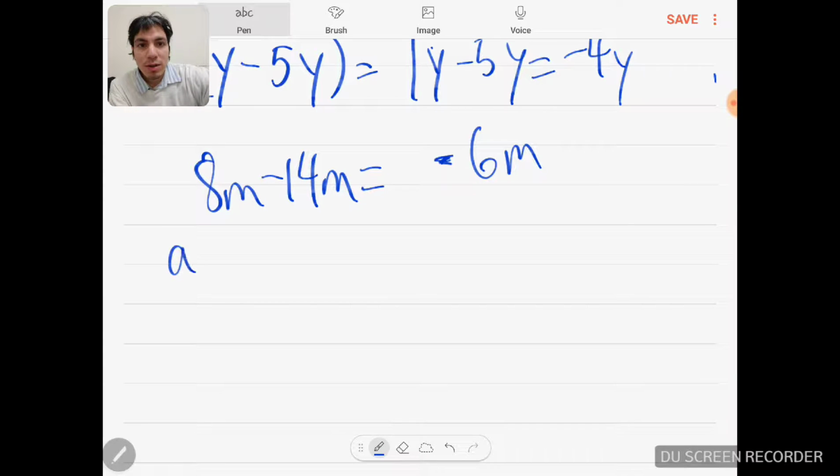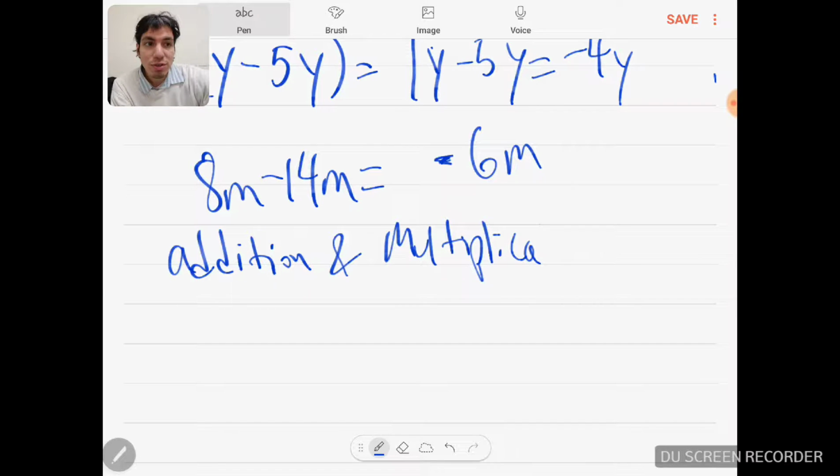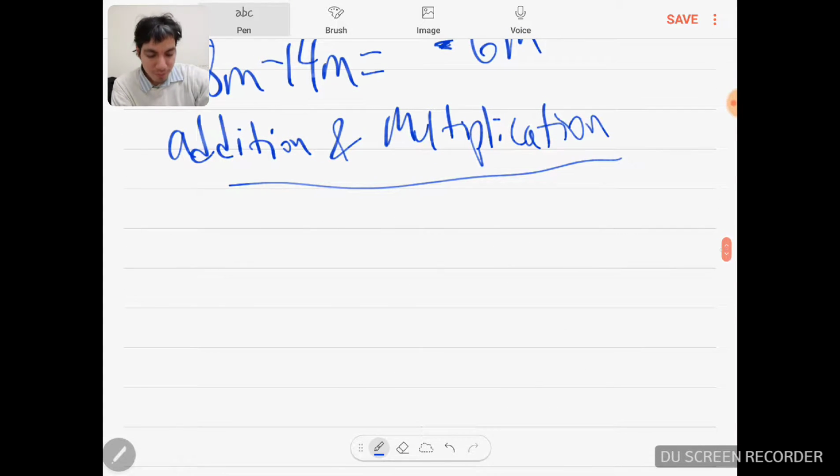So remember, for addition and multiplication properties, which are associativity, commutativity, distributive for multiplication, all those rules are in here.